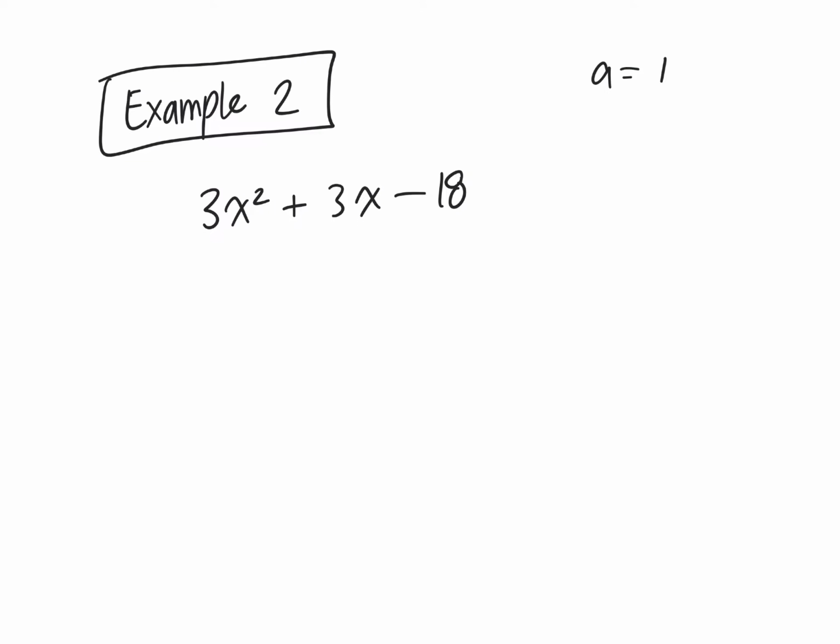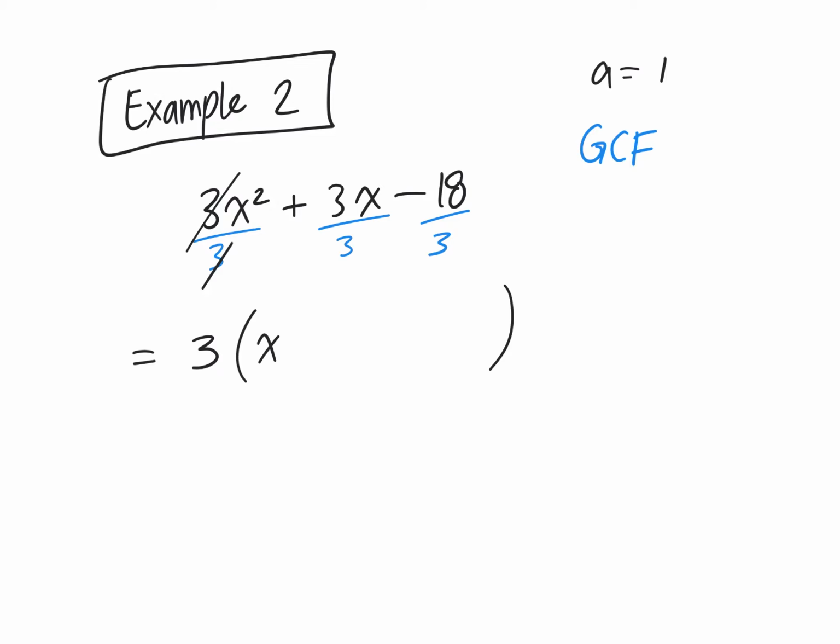Okay, so for this example, this is not a trinomial where a is equal to 1. So I can't use the product sum method. So you want to see if there is a greatest common factor. Is there a greatest common factor for all these terms? Yes. So if I divide all of these by 3, we're left with 3, and then what's left in the bracket? X squared plus 1, or I'm going to write 1x just so you see it. That's it. Okay, so I've factored it, but I haven't fully factored it.